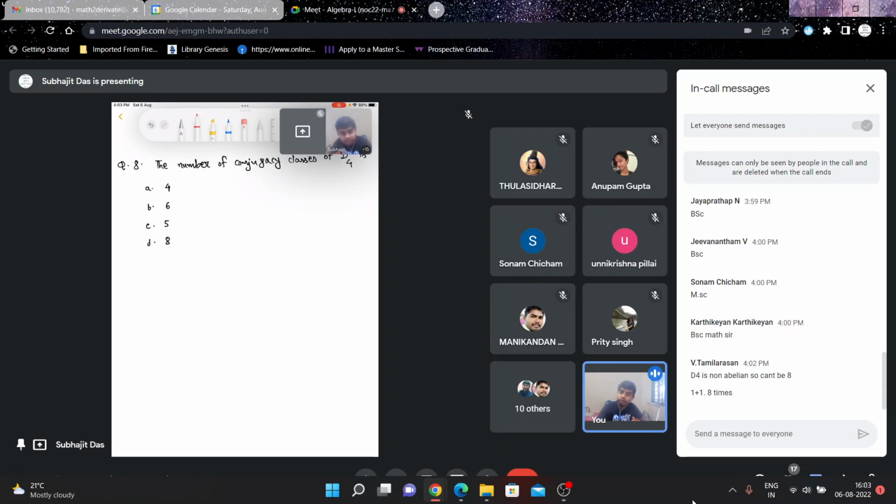If you recall, D4 was the set of all symmetries of the square, and there are exactly 8 such symmetries. If we were to list the elements, then those were these: D4 is equal to 1, R, R square, R cube, S, SR, S R square, S R cube, right? What are R and S? R is a rotation having order 4. So R to the power 4 is identity.